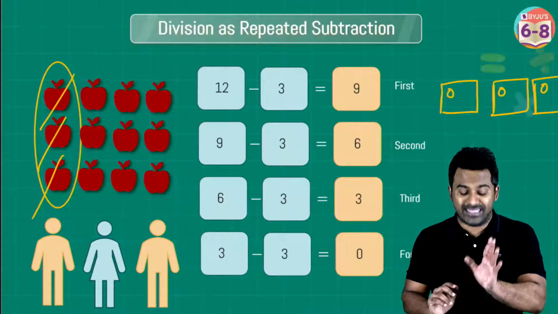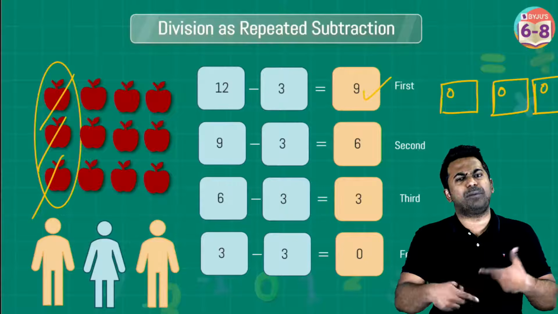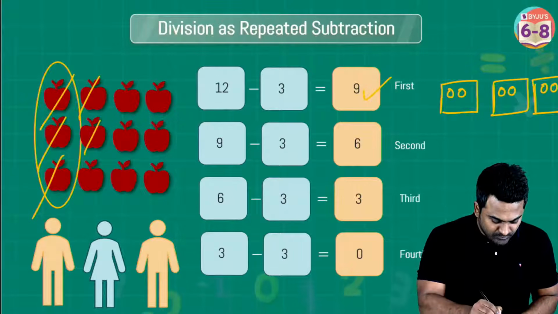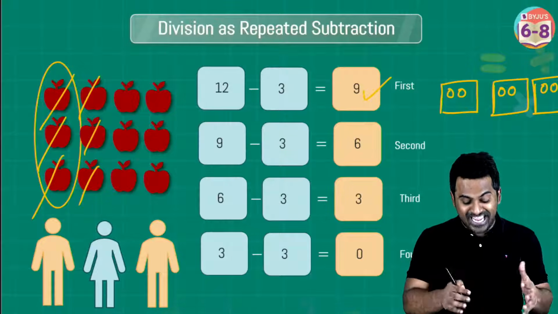So I'm now left with 9 apples, so that's why 9. Again, I will repeat the same process. I will give them each 1, 1, 1 and 1. So again, 6 apples are left out. And again, I repeat the same process.